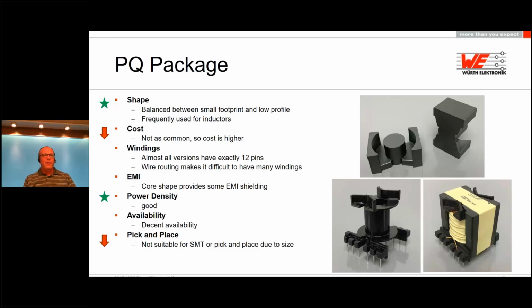And again, now you start to look at this core shape as compared to the E core, and you can see how now we're getting more and more complex with the core geometry. And that's one of the reasons why this type of package, even though it works really well from a magnetic standpoint, has a little higher cost, which will limit its usefulness in some applications.